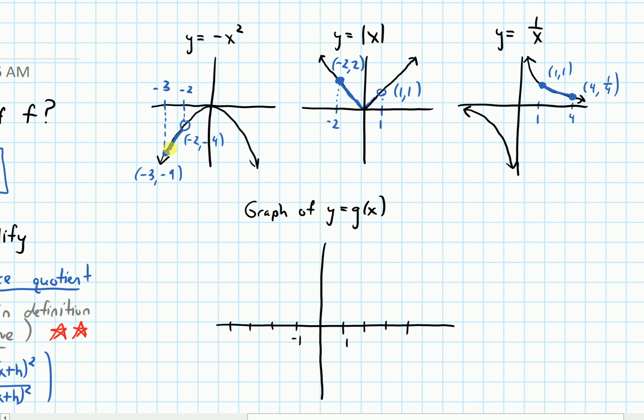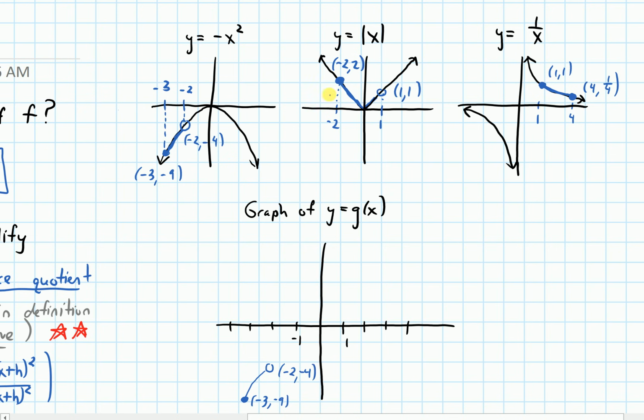So first, I'm going to draw this parabola portion. So this parabola portion, I have an open circle here. And then it keeps curving down. And then I have a closed circle here. This is -3, -9. This is -2, -4.